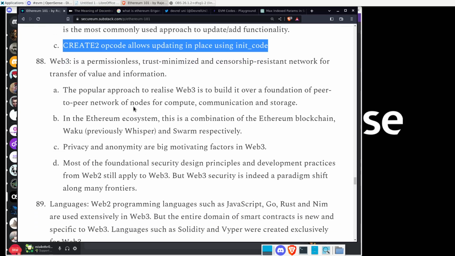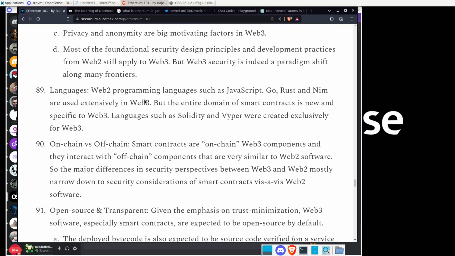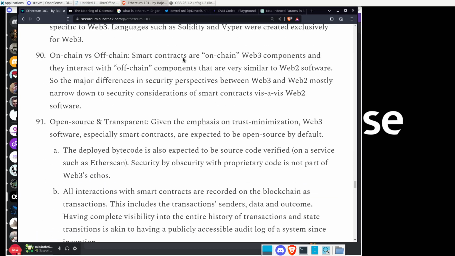Web3, you know what Web3 is. Dogecoin, Shiba Coin. Languages, Web2, not important.